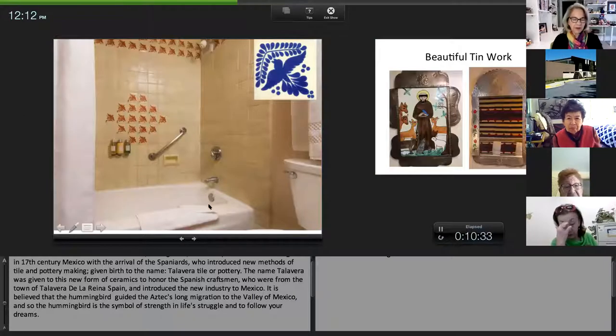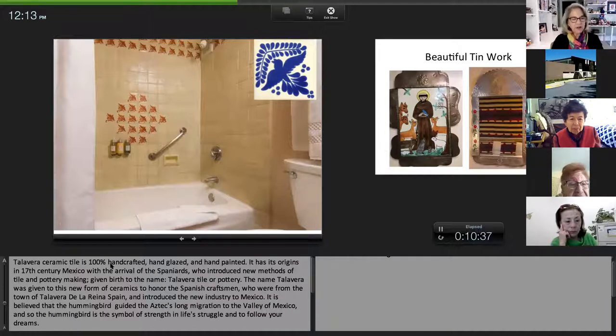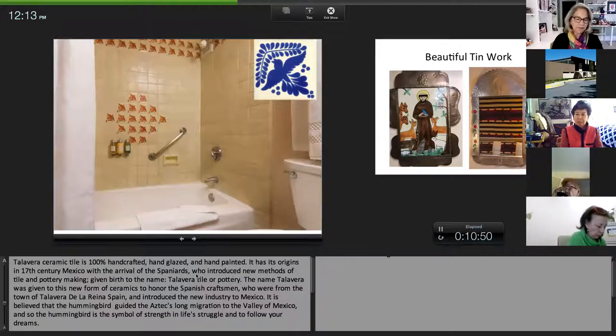And in the bathroom, even, they had something called Talavera tiles. And these are 100% handcrafted, hand glazed, and hand painted tiles. And their origins actually go all the way back to the 17th century in Mexico, with the arrival of the Spaniards, who introduced this new method of making tiles. They're from the town of Talavera in Spain.